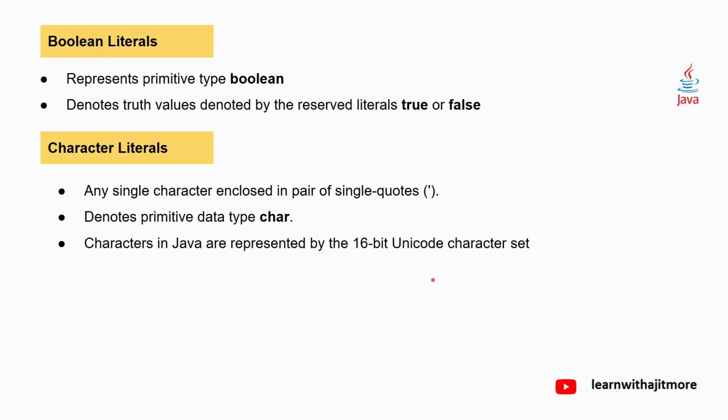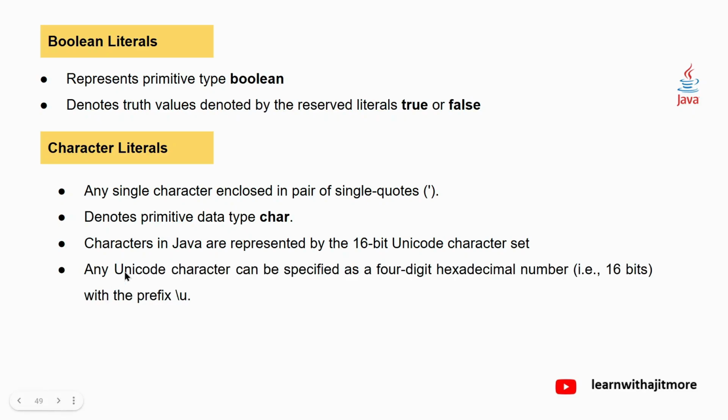So you can write their Unicodes and represent them. Any Unicode character can be represented as a 4-digit hexadecimal number preceded with backslash u. You have to start with backslash u to indicate that this is a Unicode, and after that a 4-digit hexadecimal.